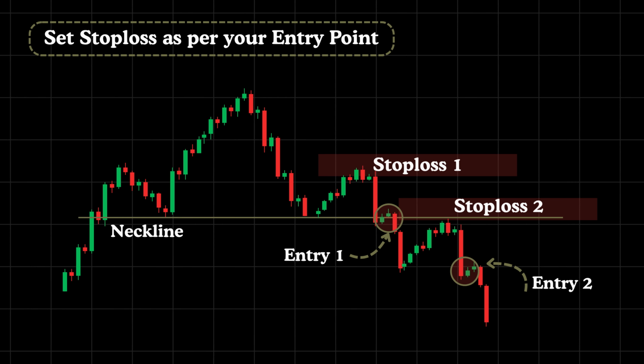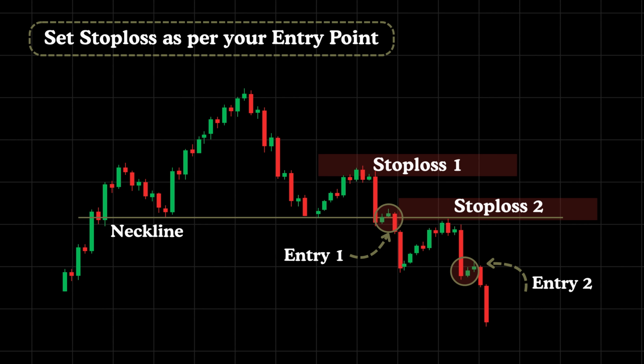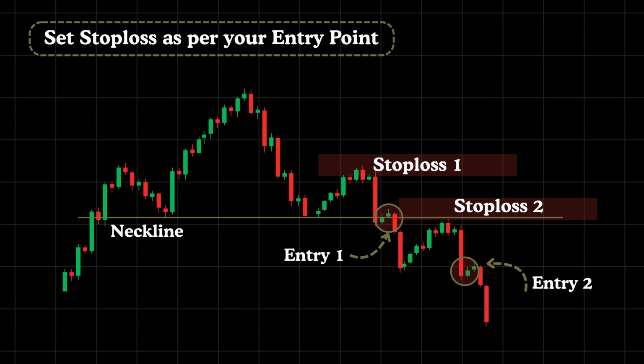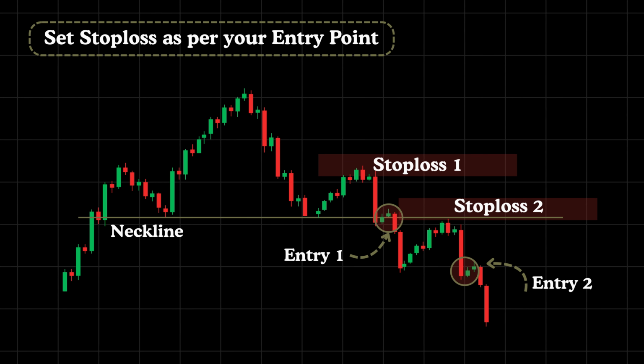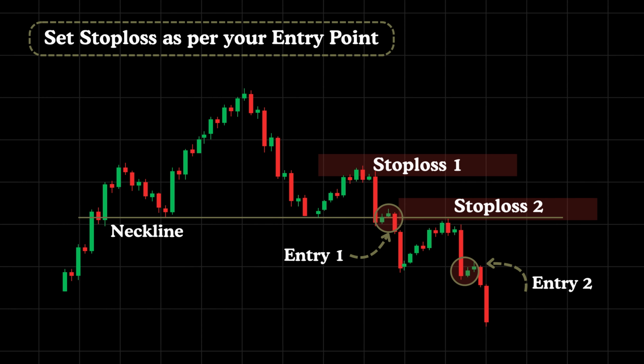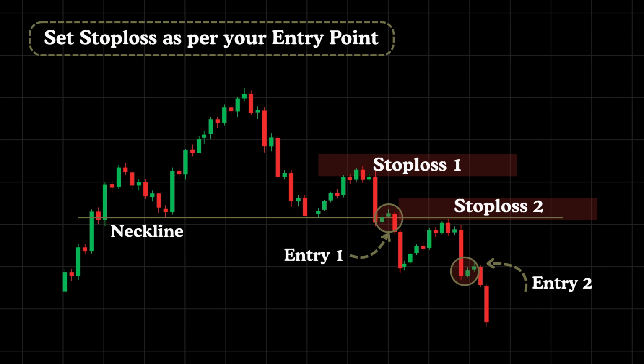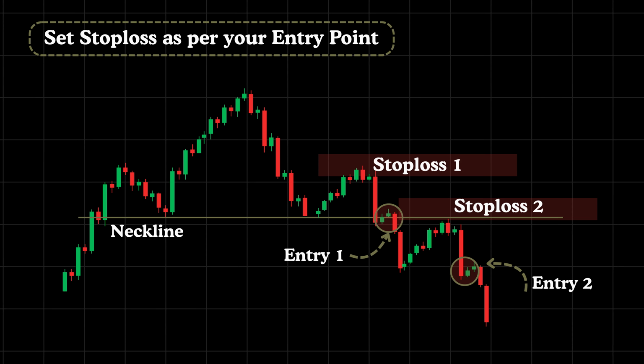If you fail to do this, normal market volatility could easily trigger your stop-loss, forcing you out of the trade prematurely. For those making an aggressive trade entry, the stop-loss must be placed above the high of the right shoulder of the pattern. This placement helps protect you from stop-loss hunting and keeps your trade more secure.